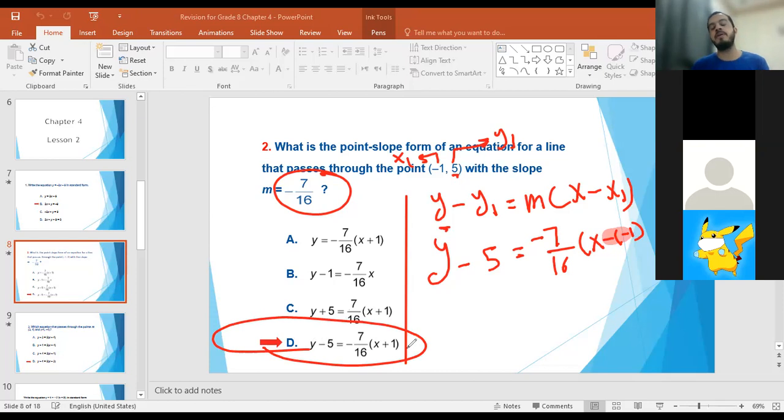Revise the three forms: the point-slope form, the standard form, and the slope-intercept form. Because all the quiz will be like this, I will ask you to write an equation in this form or that form, like we studied in the class, the same points. Okay.